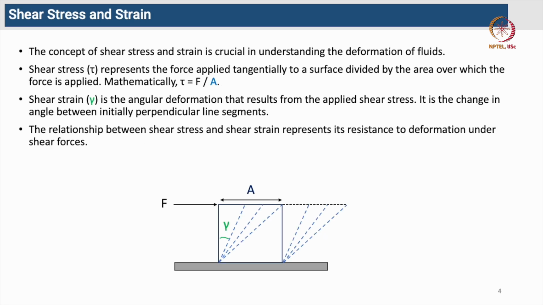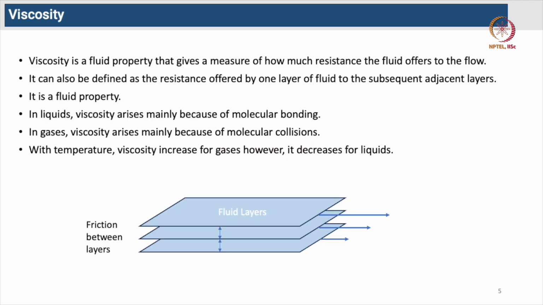All right. So then there is the concept of stress and strain. Shear stress represents the force applied tangentially to the surface by the fluid, divided by the area. And the shear strain is the angular deformation that actually happens. The relationship between shear stress and shear strain represents the fluid's resistance to deformation.